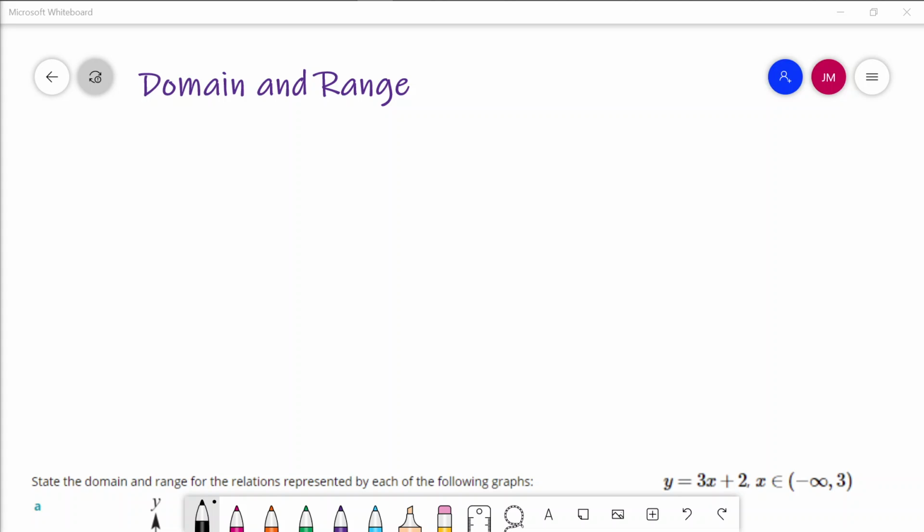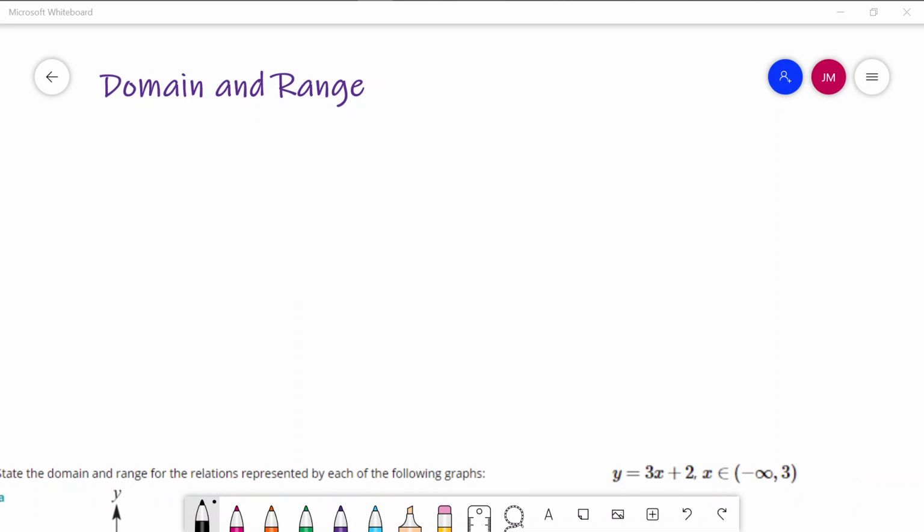Welcome back. This lesson we're going to be looking at domain and range. Before we start that, we want to talk about what an ordered pair is. An ordered pair is just a list of x and y values that belong together. For example, (1, 2) is an ordered pair. The y value 2 goes with the x value 1. It also looks like a coordinate.